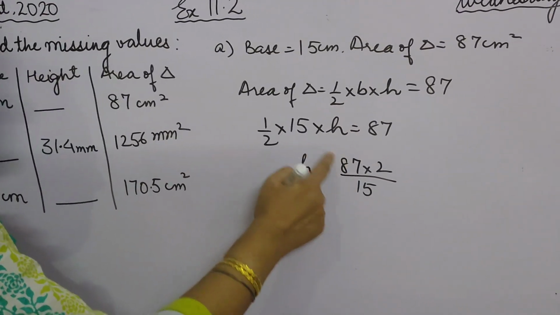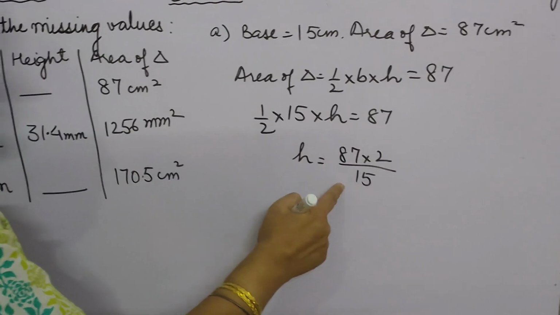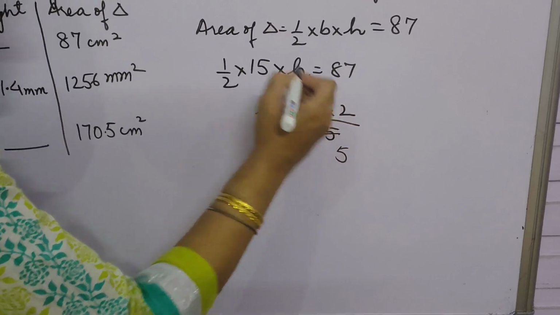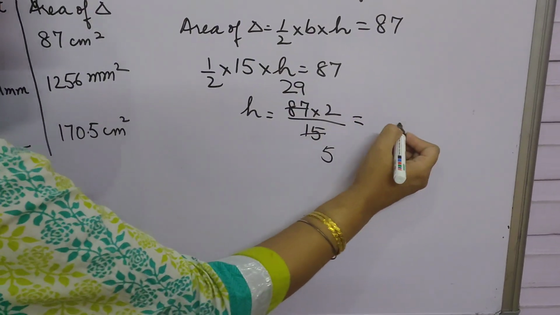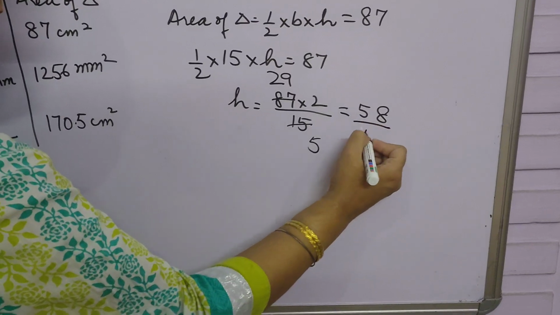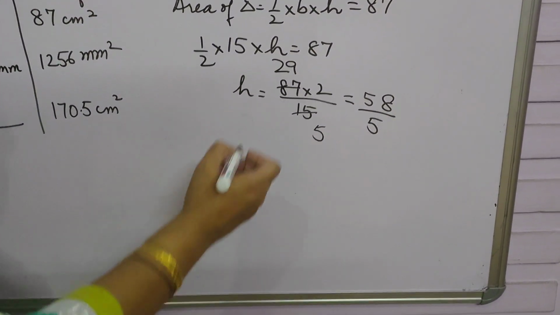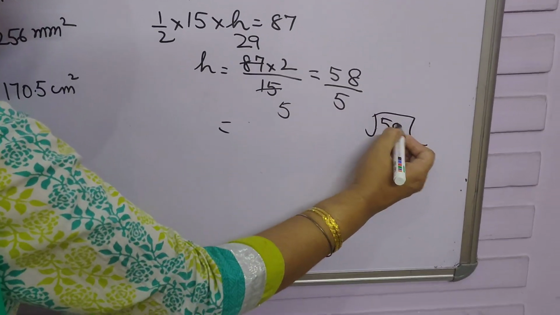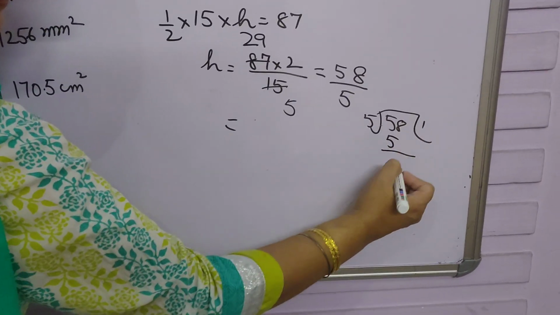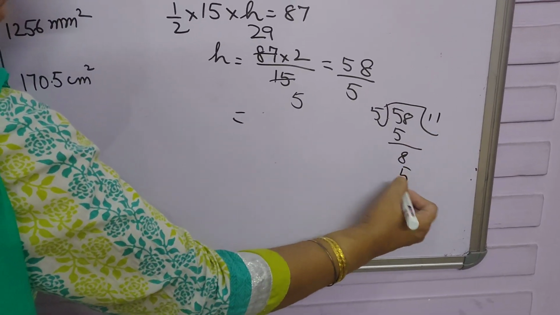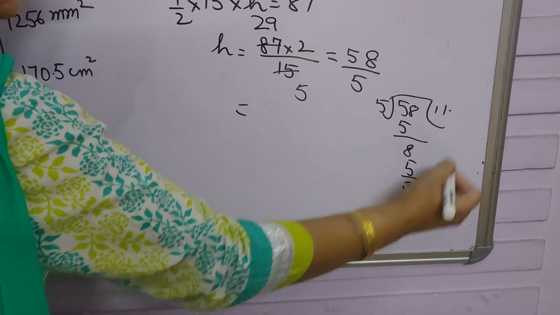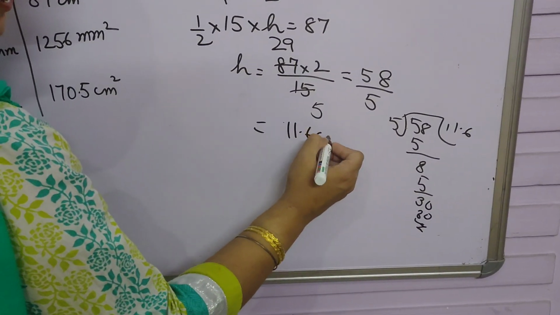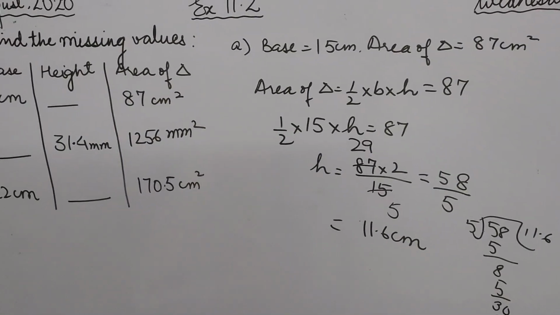Now these two terms can be divided by the common factor 3. 3 fives are 15, 3 twos are 6, 3 nines are 27. So convert this into decimal. If we divide 58 by 5, 5 ones are 5, 8, again 5 ones are 5, 3, then 30, 5 sixes are 30. So it comes out to be 11.6 centimeter.